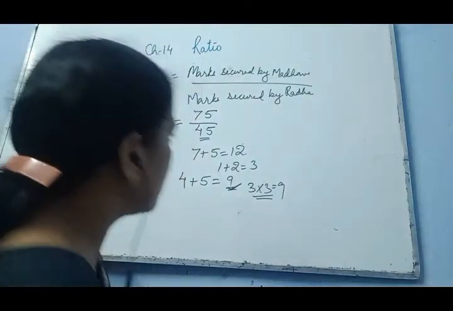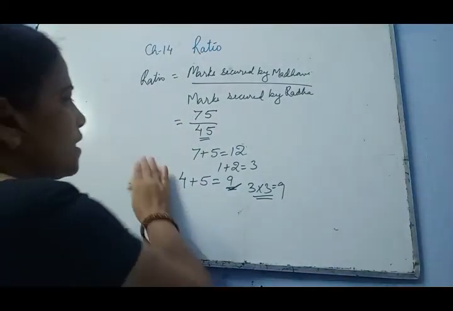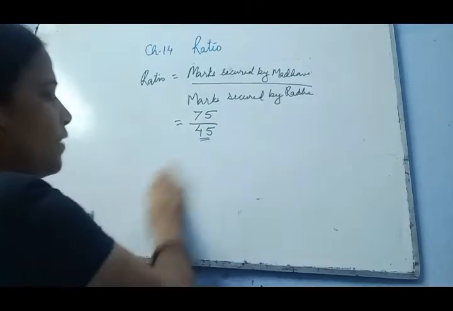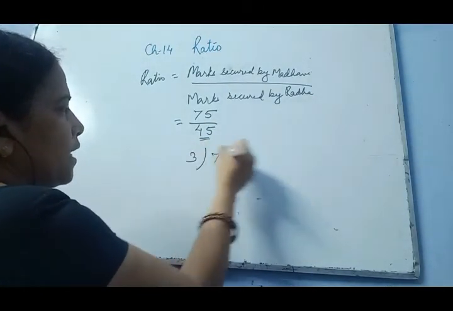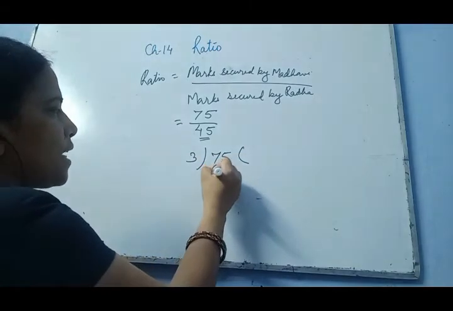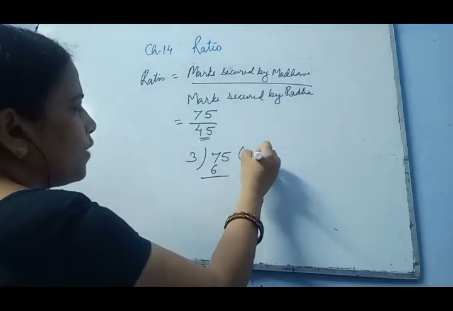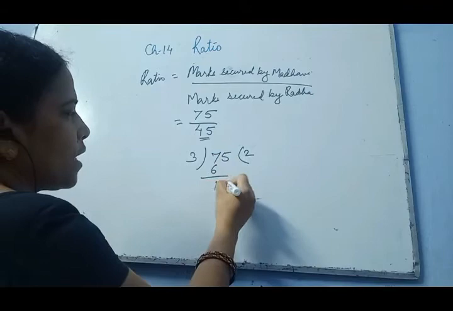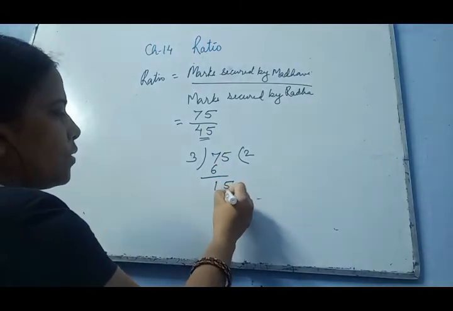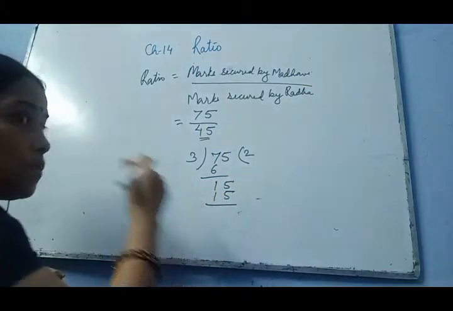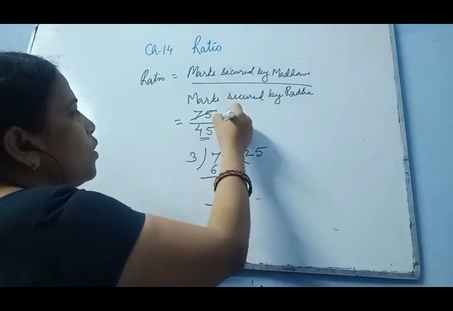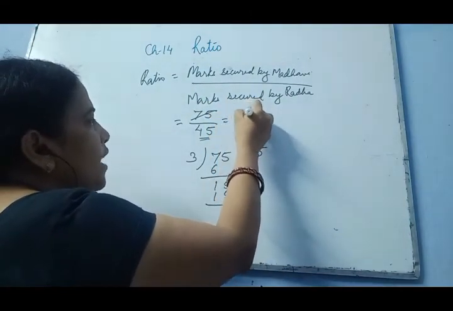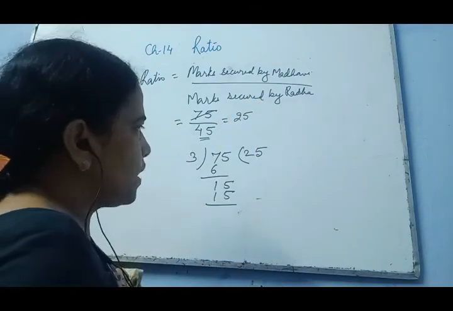So we will divide and see. 75, let us check. 75 divided by 3. 3 2s are 6. Then bring the 7 down, 7 minus 6 is 1, then 15. Right here 15. How many times? 5 times. So the answer is 25 times.